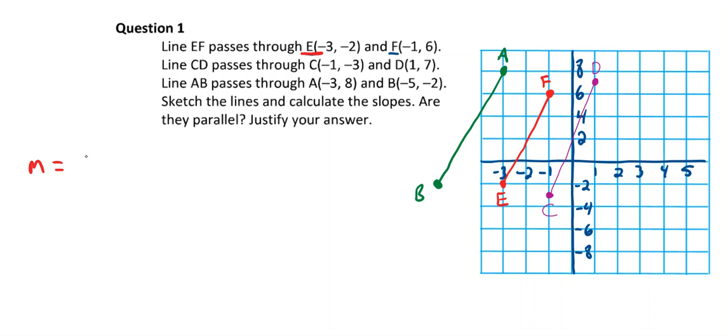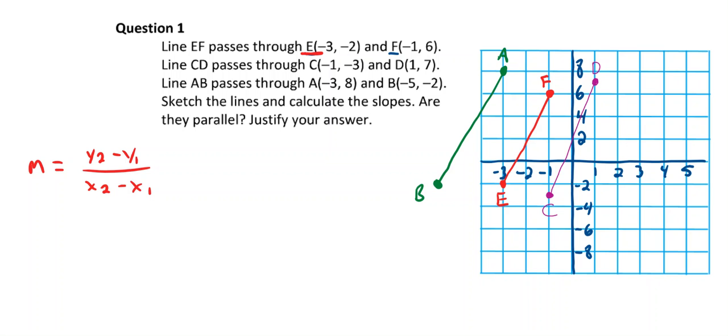m is equal to y2 minus y1 over x2 minus x1. We'll start getting used to this more. Could it also be change of y and change of x? Yep, they'd be the same thing. Change in y over change in x, which really is just rise over run, like making the triangle.